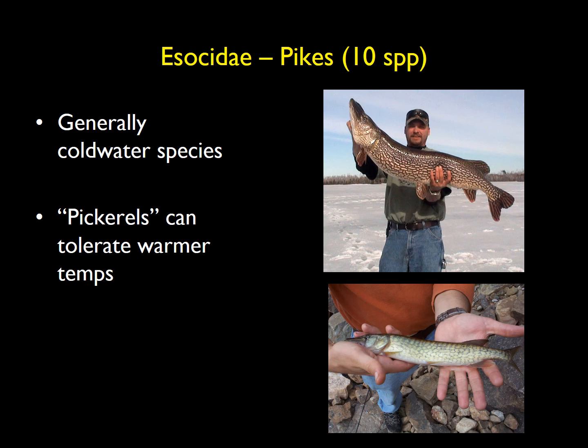So these are generally cold water species. As I mentioned, the French Broad is the furthest south that the muskies get, but a fish like the northern pike on the upper right is going to be found in colder areas. Pickerels like the chain pickerel shown there, they can hang out in a little bit warmer temperatures.